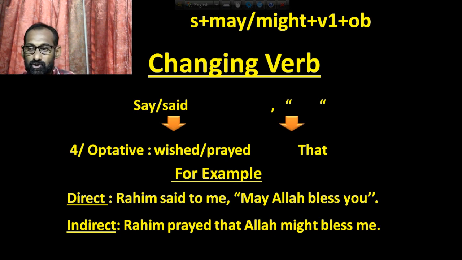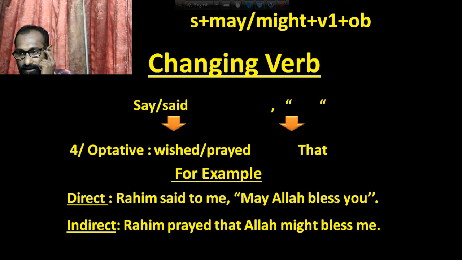optative sentence. So Rohim prayed that Allah, that means I have used subject, then might, as it is past tense I have to use might. Then bless, that means this bless is verb 1. Then me is the object. So Rohim prayed that Allah might bless me.